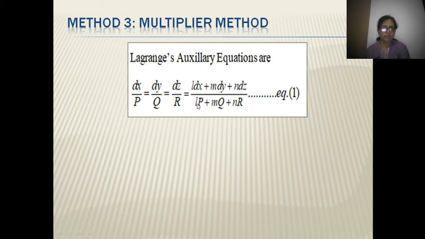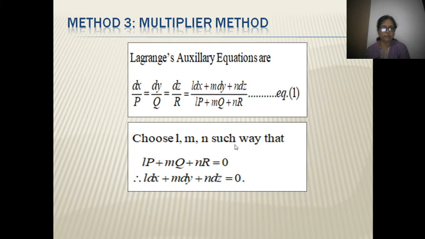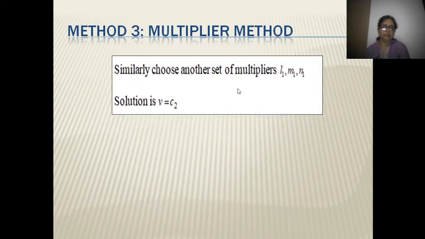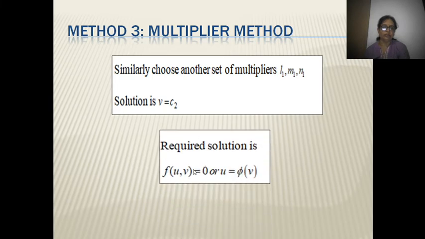Now here we choose these multipliers such that the denominator term equals 0, and then we write the numerator term equal to 0, and on integrating we get the first solution u equal to c1. Then we find out the second solution by grouping or by substitution method or by choosing another set of multipliers. If we choose another set of multipliers L1, M1, N1, then we find out the second solution v equal to C2 and write down the required solution in this form.